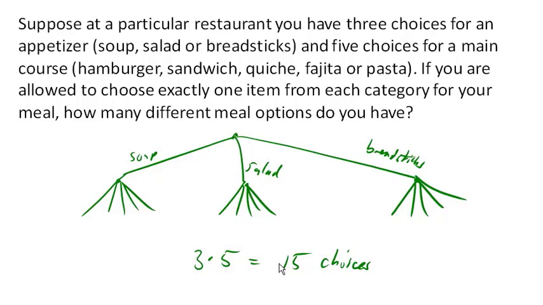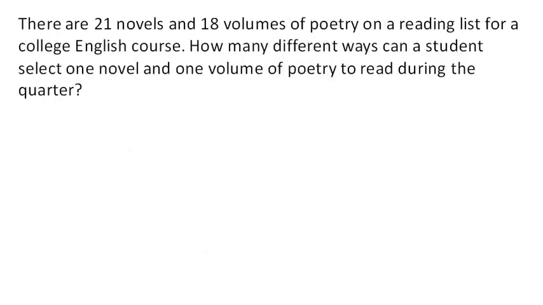So let's look at another one. Suppose there are 21 novels and 18 volumes of poetry on a reading list for an English course. How many different ways can you select one novel and one volume of poetry? Well, there are 21 choices for the novel and 18 choices for the poetry. We multiply those together, and that gives us a total of 378 possibilities.